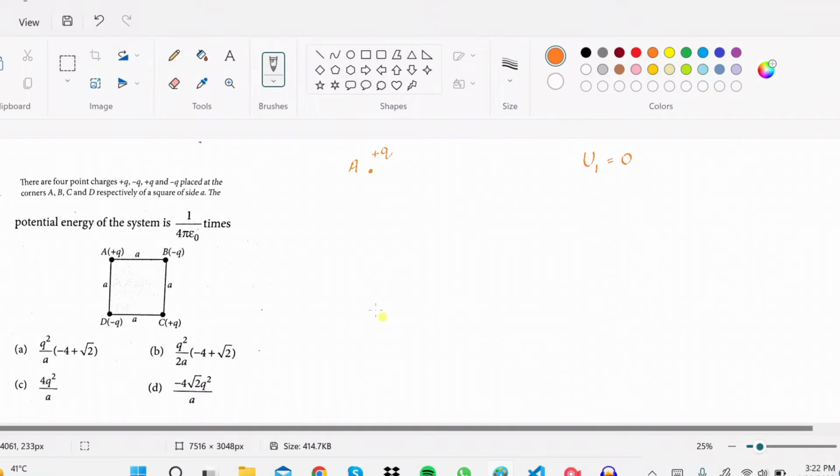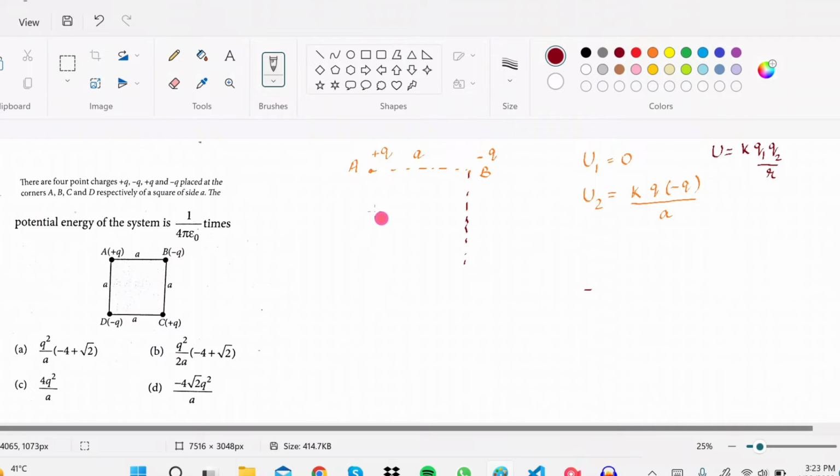Great. Now when you place the second charge at a separation of a, and this is a negative charge, the potential energy will be U2 equals K Q1 Q2 upon the separation a. I hope this is clear. Where did you get this formula? This is there in the formula sheet, you can check. The potential energy of a system of two charges is K Q1 Q2 by R, where R is the separation.